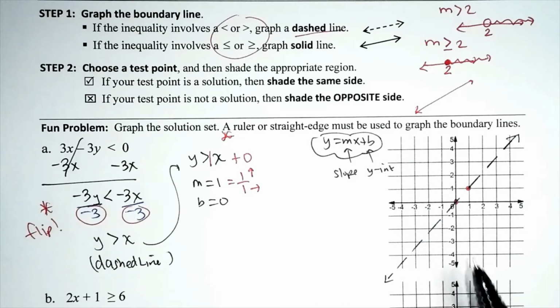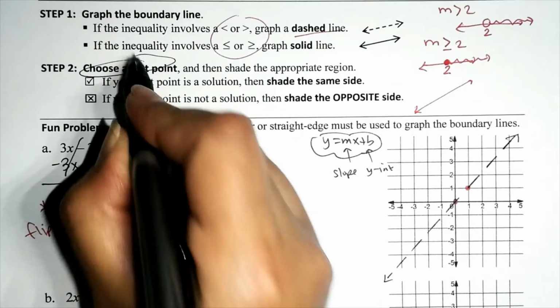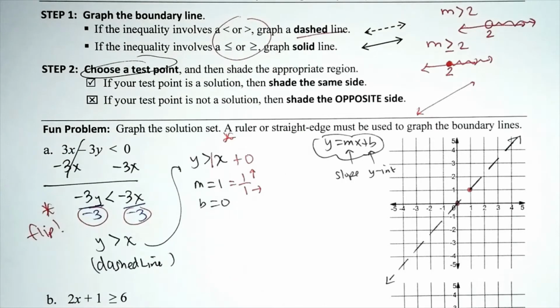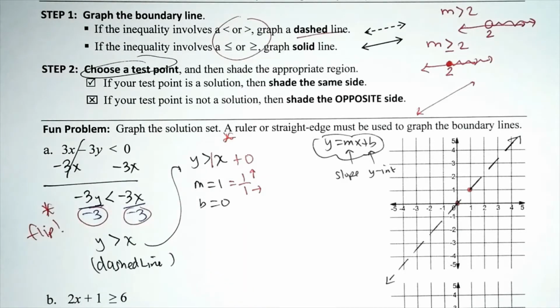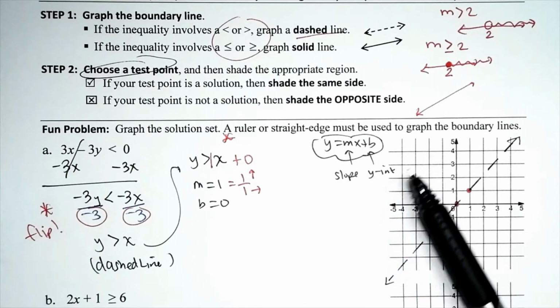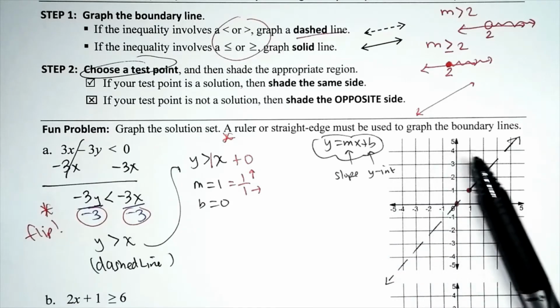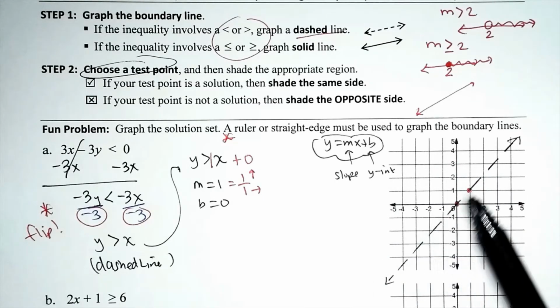So in order to make the call, we're gonna select the test point. What is a test point though? A test point is exactly what it sounds like. It's a point that we're going to test out to see if it's a solution. The good thing is that you can test out any point of your liking, with the exception of those that are on the boundary line.